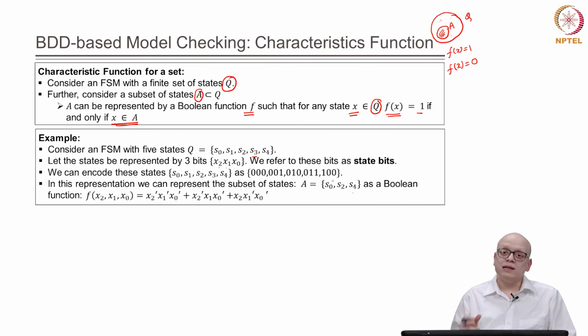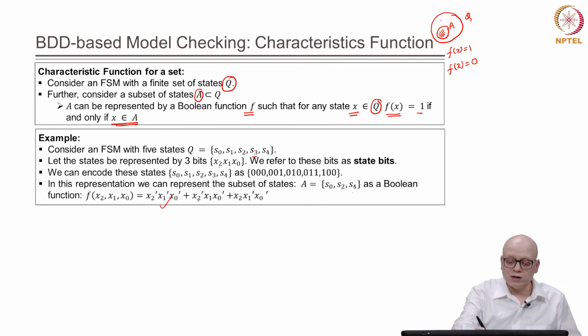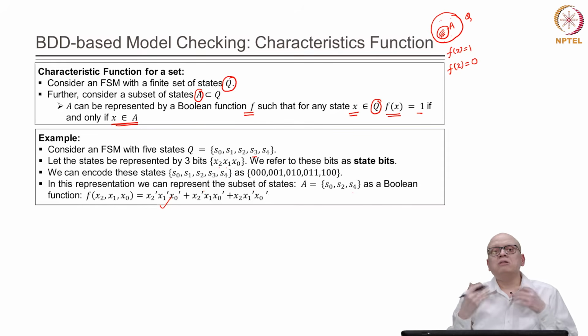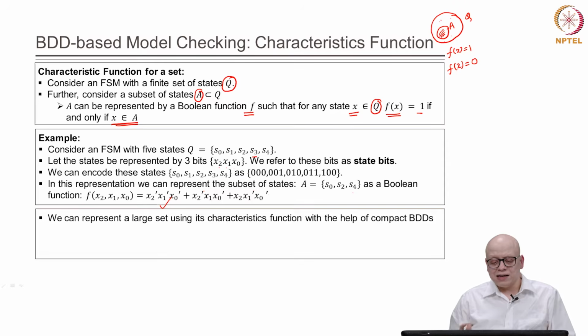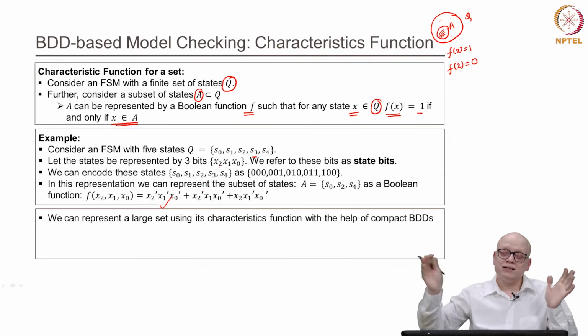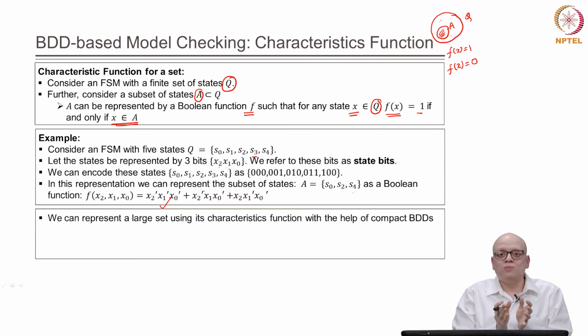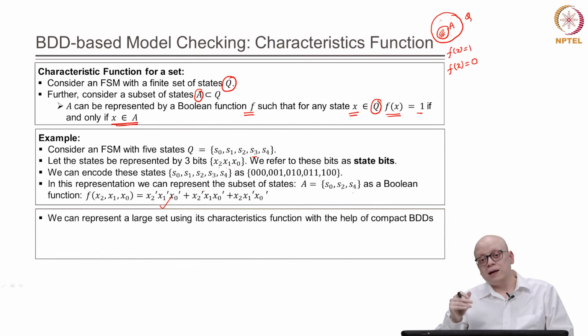So, we can represent the characteristic function of even a very large set, in which there are lots of elements, maybe 2 to the power n. In that case also we can represent all of those states using very compact BDDs, right. So, we can represent a large set using its characteristic function with the help of compact BDDs. This is a very important tool, right. The number of states can be very large, but its representation as a Boolean function, for example in terms of BDDs, can be very small.